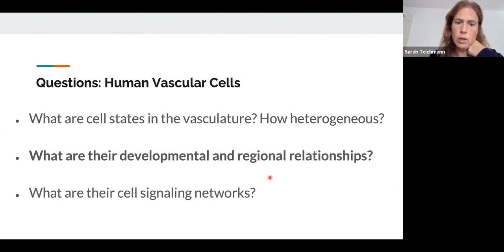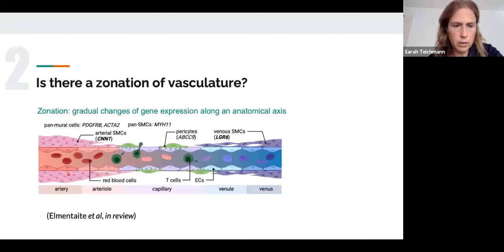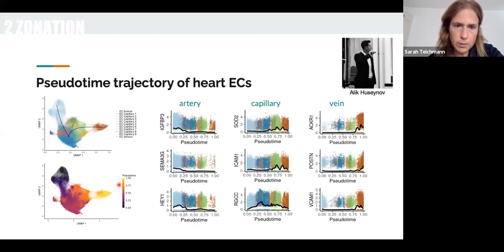We can also interrogate developmental and regional relationships. And I just want to give one small vignette from ongoing work with Michela Noseda's group. So there are obviously gradual changes in gene expression along the anatomical axis when you're comparing arteries to arterioles, capillaries, venules, and veins. And we can quantify those relationships basically when we take, for instance, heart endothelial cells.